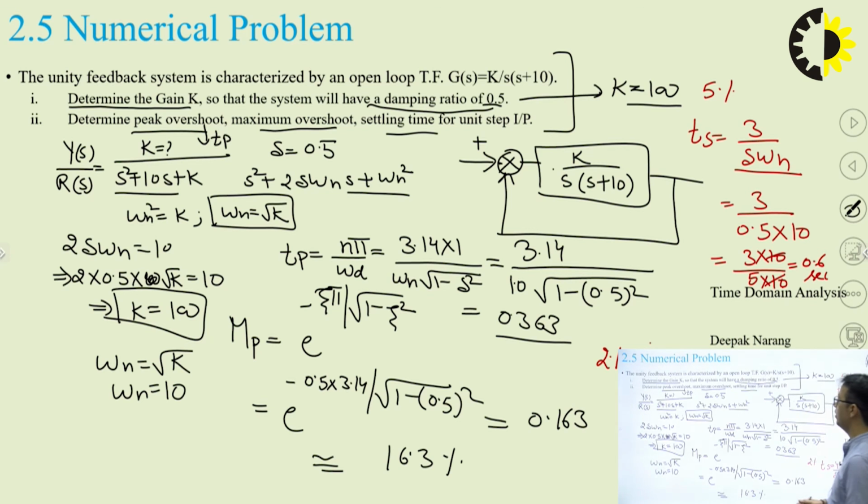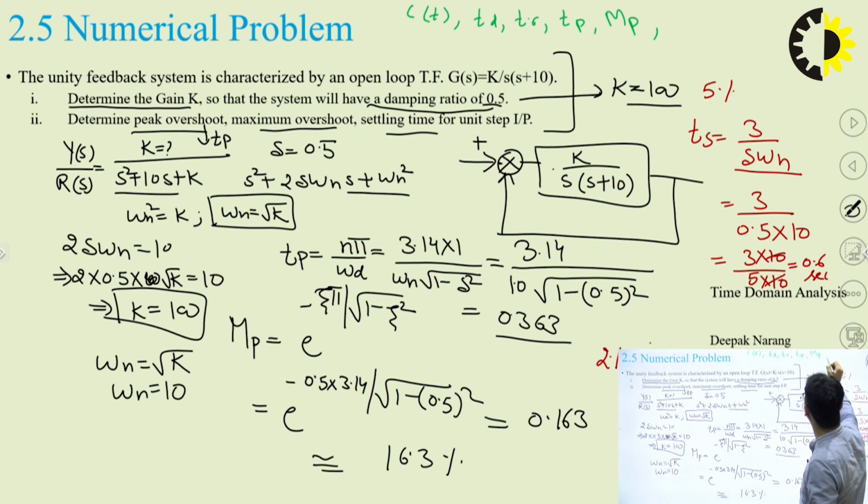So this is how we basically solve the problems which are based upon second order systems. So this was all about the second order system, in which we discussed how to find the time response of a system and the related parameters of second order time response, which are delay time, rise time, peak overshoot and settling time.